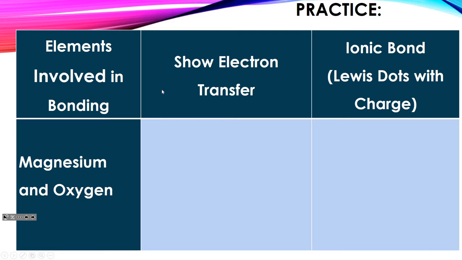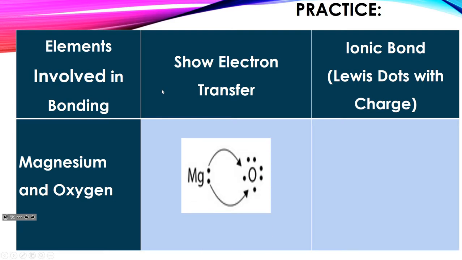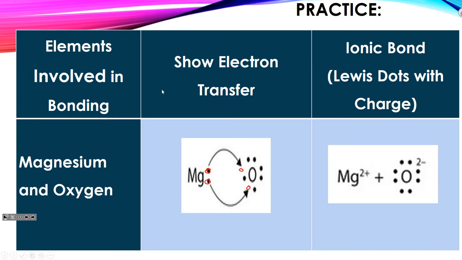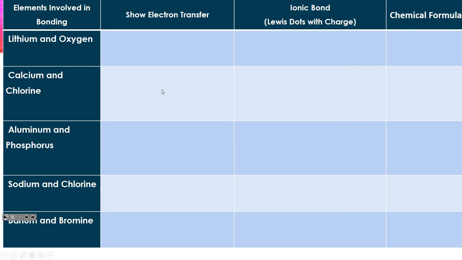Okay, so let's try this. Magnesium and oxygen. If we drew what magnesium-oxygen looked like, it would be like this. So this one right here would end up right here. This one right here would end up right here. And when we did that, magnesium would end up with a +2 charge, and oxygen would end up with a 2 negative charge, right?